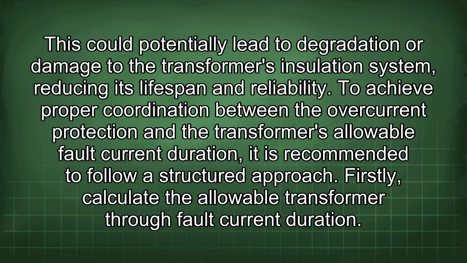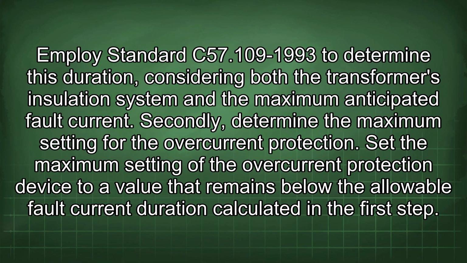To achieve proper coordination between the overcurrent protection and the transformer's allowable fault current duration, it is recommended to follow a structured approach. Firstly, calculate the allowable transformer through fault current duration. Employ standard C57.109-1993 to determine this duration, considering both the transformer's insulation system and the maximum anticipated fault current.